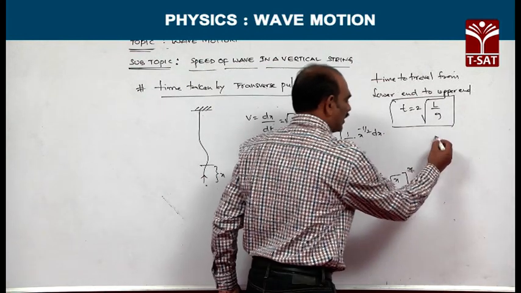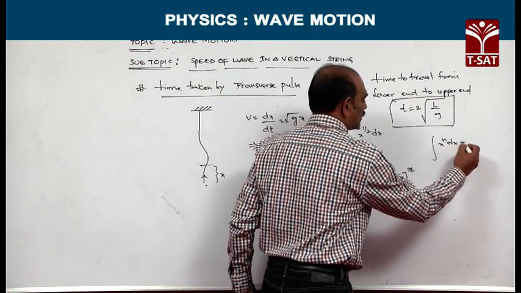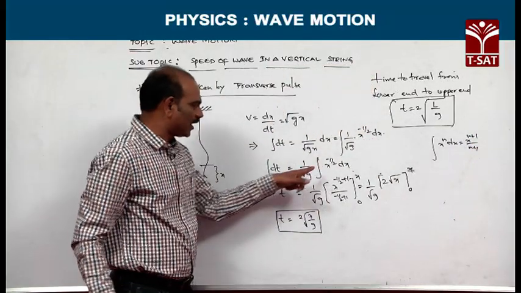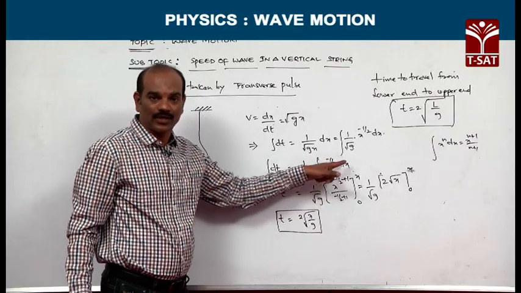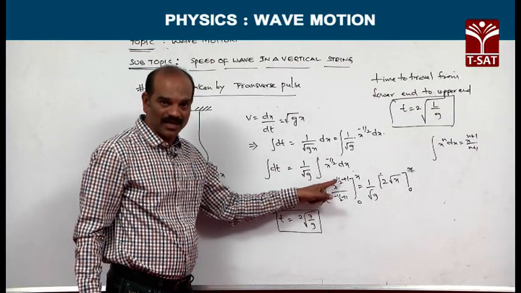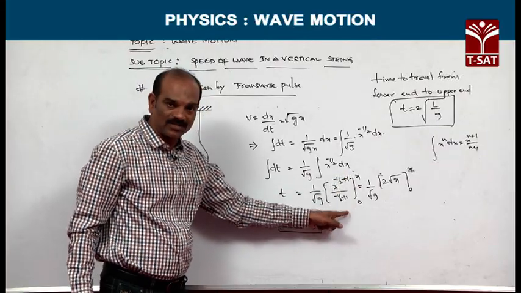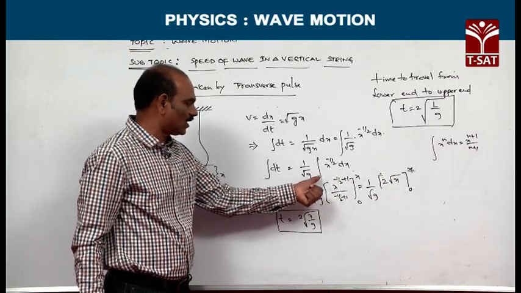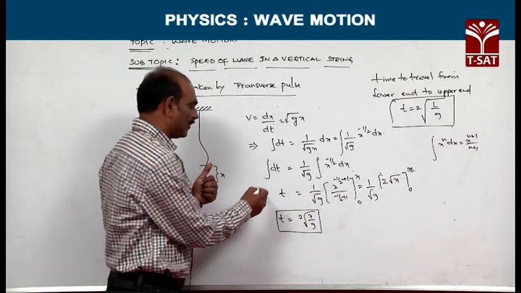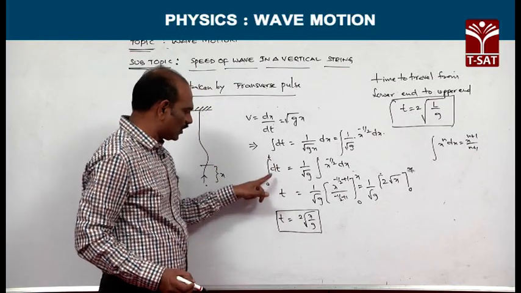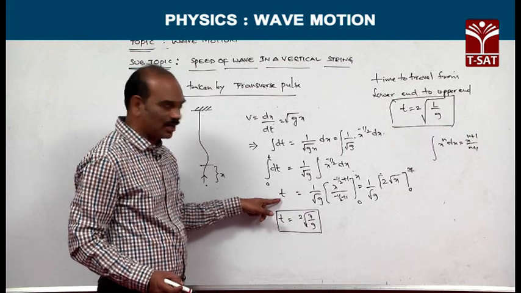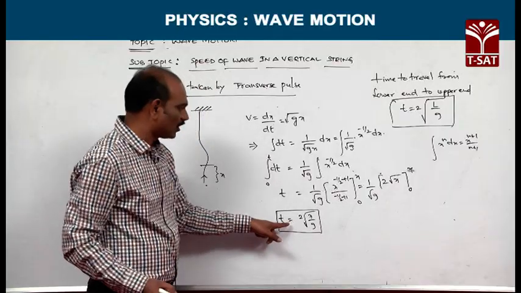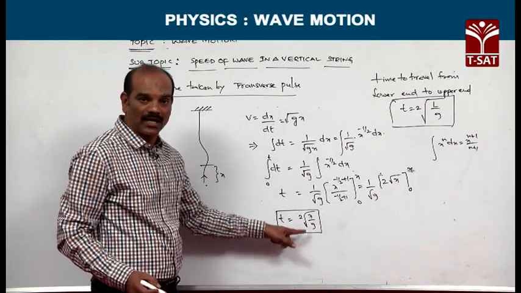We have one formula, integration of x power n dx is equivalent to x power n plus 1 by n plus 1. Using that formula, integration of x power minus 1 by 2 dx is equivalent to x power minus 1 by 2 plus 1 by minus 1 by 2 plus 1, which is equivalent to 2 root x. Now, the limits of distance are 0 to x and the time limits are from 0 to t. So the integration of dt is equivalent to t. On simplification, you get 1 by root g into 2 root x. Therefore, t is equivalent to 2 under root of x by g.